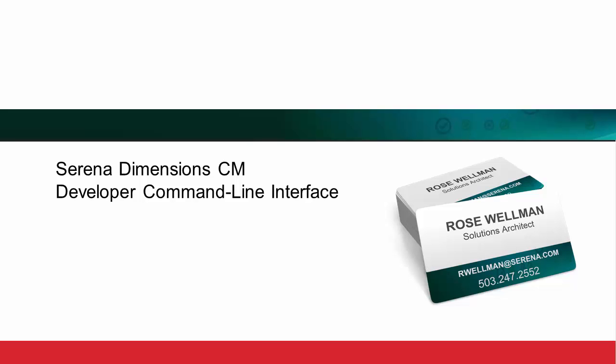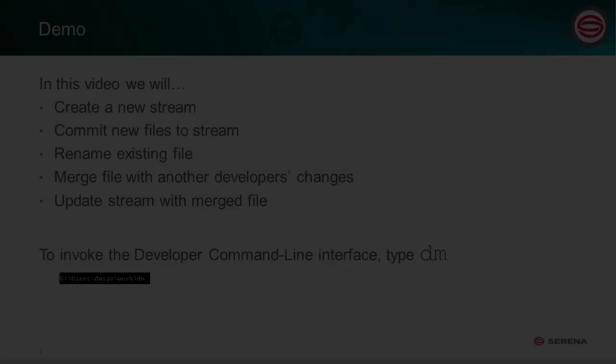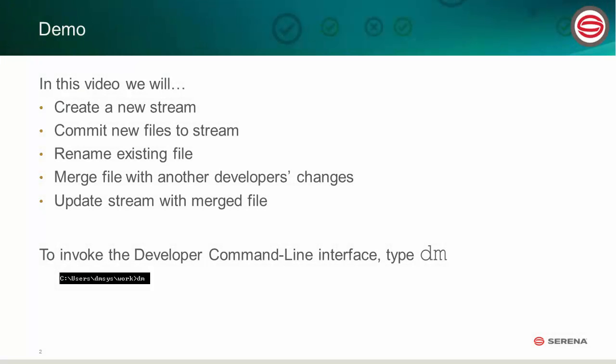Dimensions provides a very simple command line interface designed exclusively for streams. In this video, we'll create a new stream and commit our changes to that stream. Then we will rename a file and show just how easy it is to merge our changes with another developer's modifications as we update the repository.